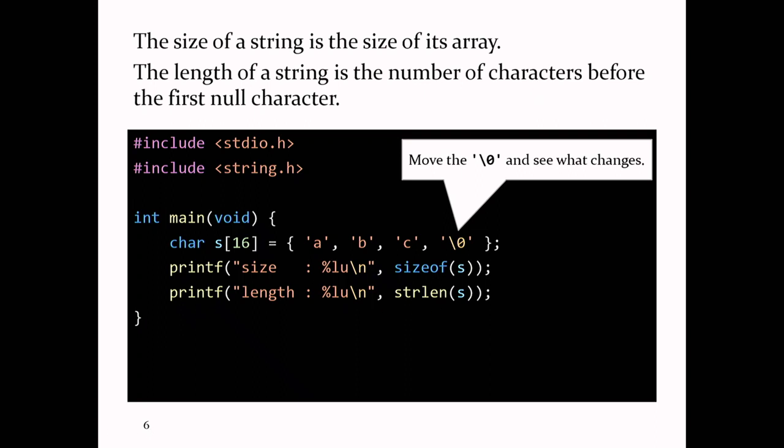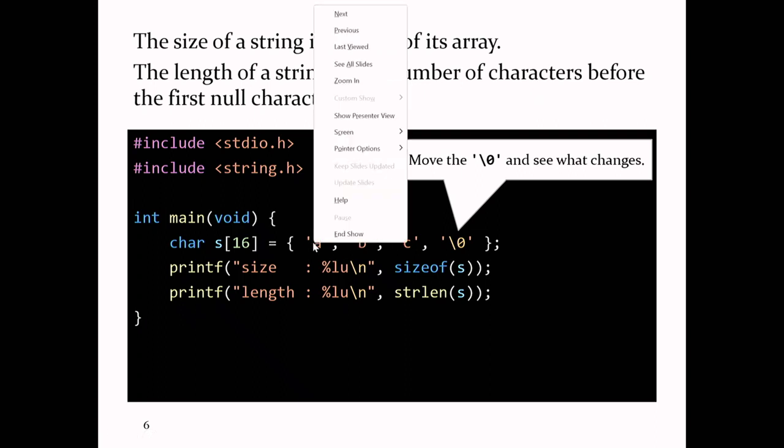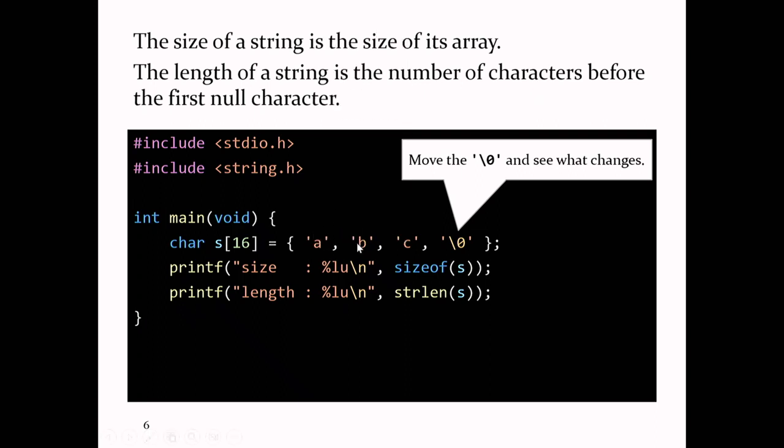When I run the strlen function, which tells you the length of a string, in this case it's 3: 1, 2, 3. If I move that 0 somewhere else, I can change the length of the string. So for example, if I move the 0 to here and move the B to here, then the length of the string is still 1, because it's just the number of characters before the first null terminator. If you move the null terminator to the front, then the length of the string becomes 0. The size of the array, though, is still 16. So there's a distinction between the size of the array and the length of the string.